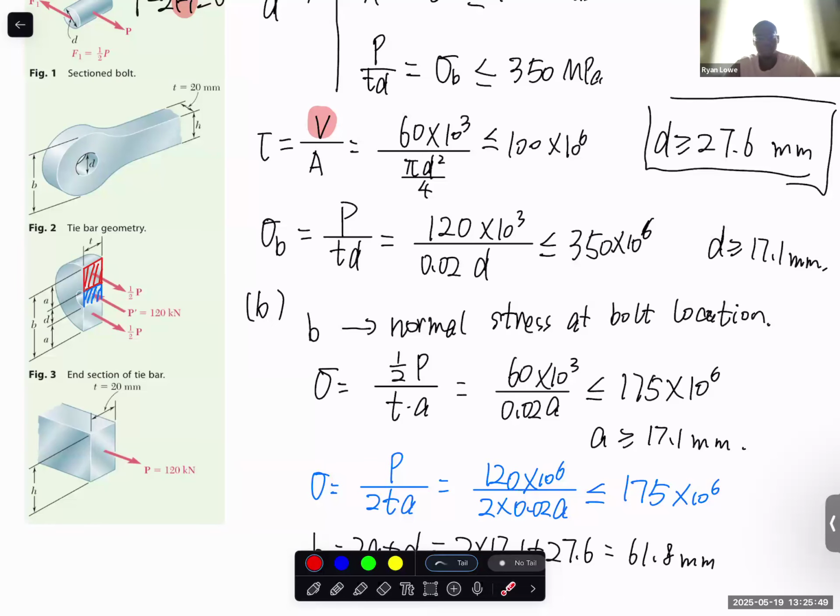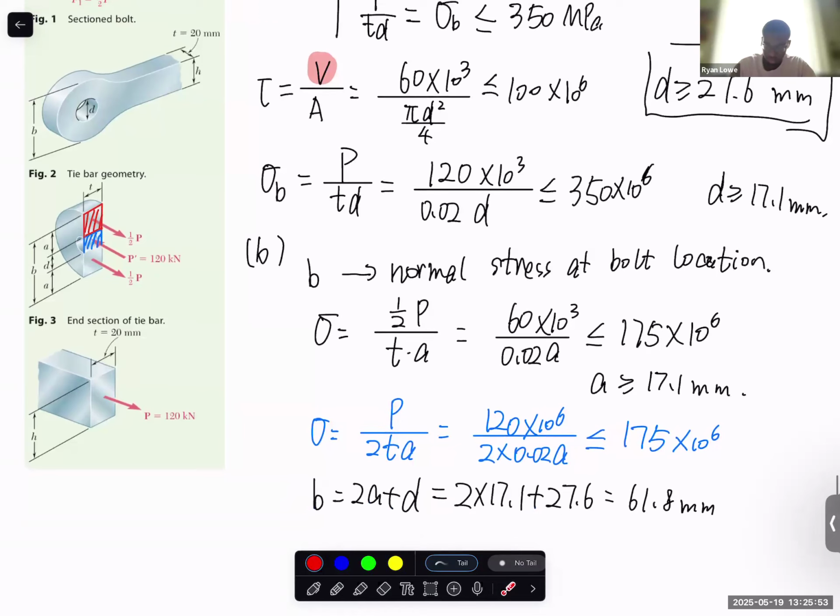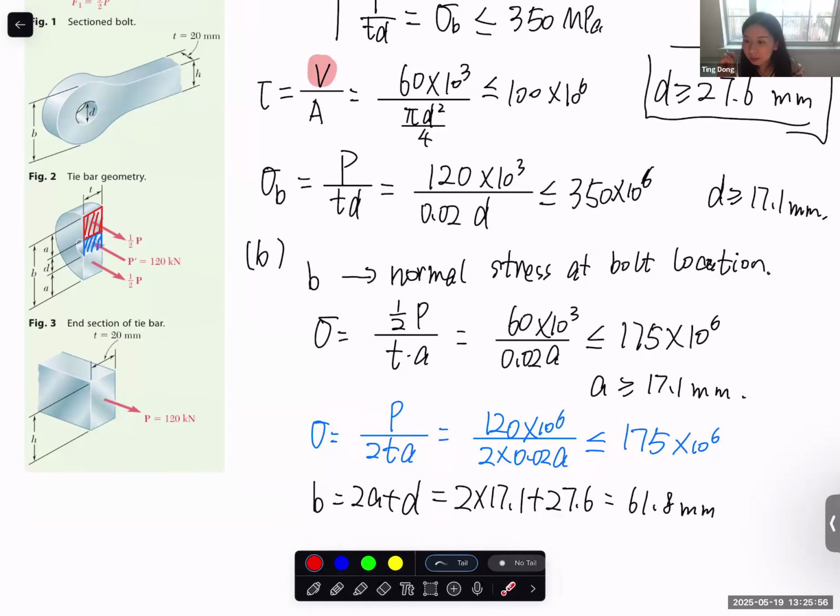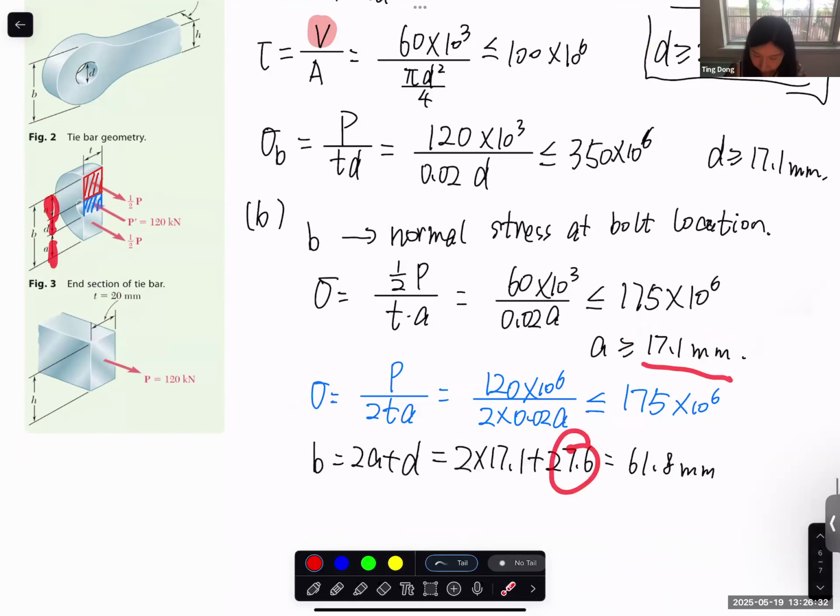Any other question? Yeah, so somehow this is accidentally the same as this one. I'm not adding this one double to this one. No, ignore this one for now. So this is the diameter we confirmed from the first step calculation. This is the A dimension we calculated from the normal stress at the border section, and we have doubled A, which is 17.1, plus D, which we calculated in the first step as 27.6. Any other question?